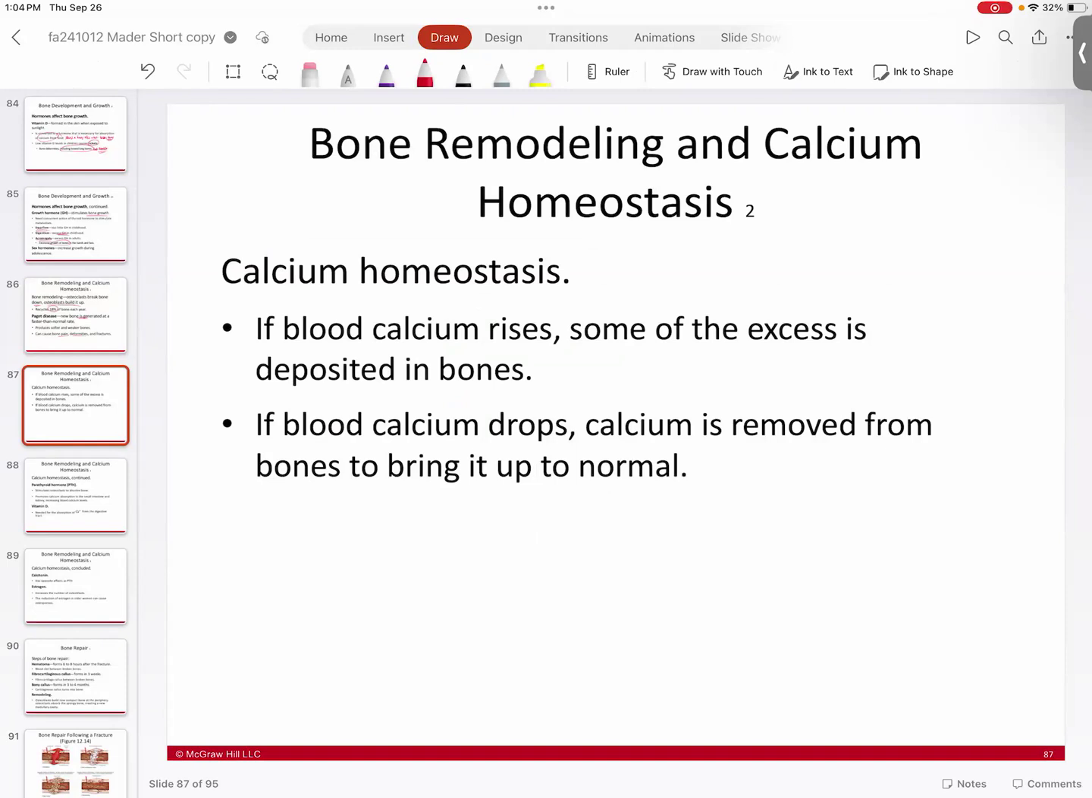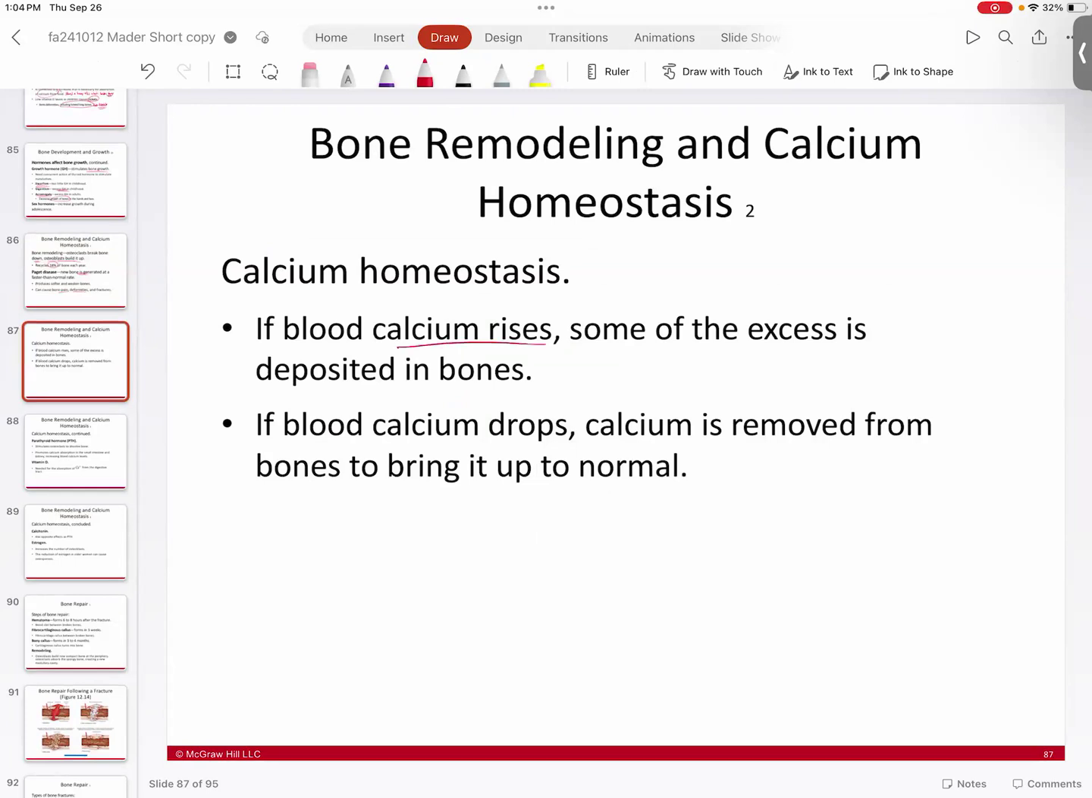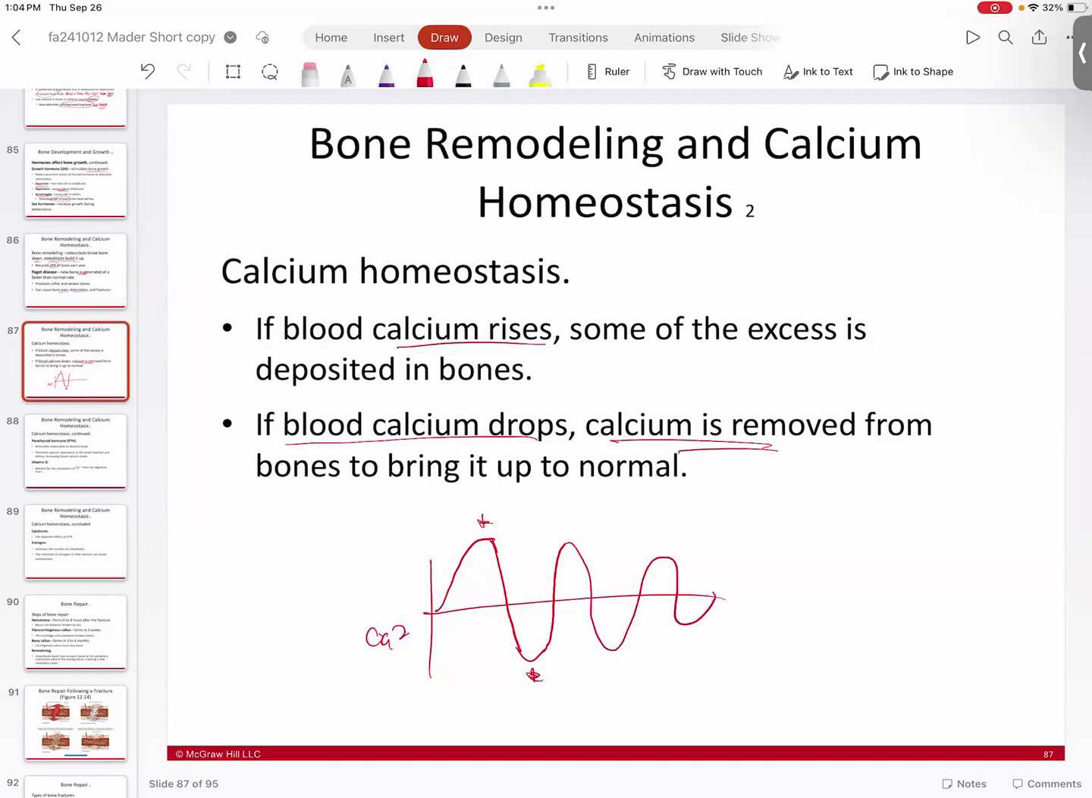Since your bone is the storage site for calcium, calcium homeostasis is important. So for instance, if your blood calcium levels rise, some of that excess is going to be deposited in the bone. So you have mechanisms that will cause you to package that calcium into your bones, and it'll bring that level back down. If your blood calcium levels drop, then calcium is going to be removed from the bones and put back into your bloodstream to bring that back up. So you have two different types of mechanisms to maintain your normal calcium homeostasis. And as you go between these two oscillating points, this is essentially your normal homeostatic range.